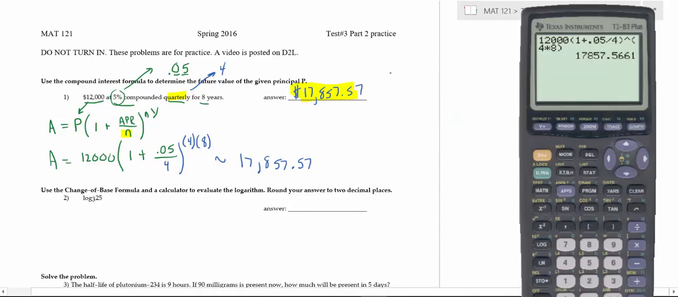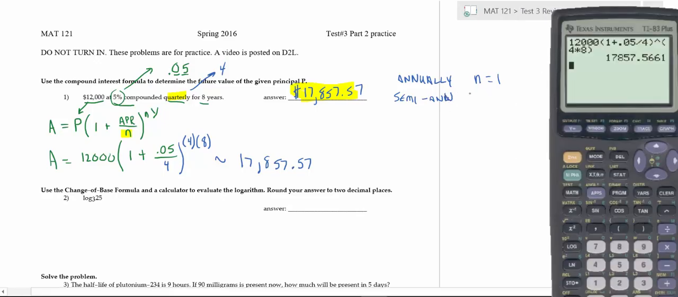So for instance, if your compounding was not quarterly, so if it's annually, I'll make a little chart on this, then N is equal to 1. If it's semi-annually, that means that you're going to do interest twice in a year. If it's quarterly, like we just saw, we'll use N equals 4. If it's monthly, you'll want to use N equals 12. And other than that, you might see daily, N equals 365. Those are the typical things.